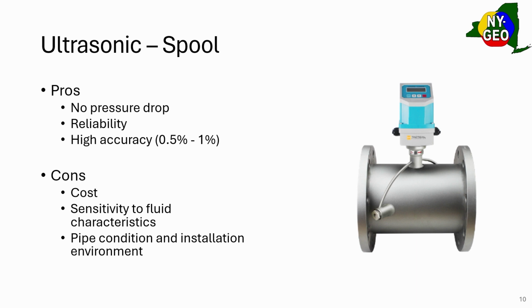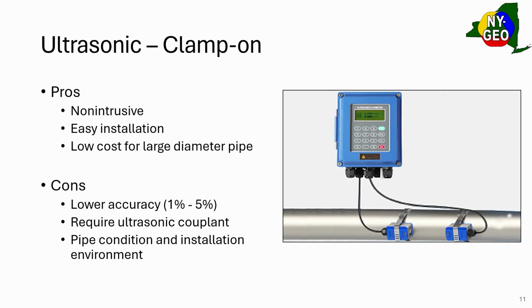But the downside is, and you'll see this trend with cost related to pipe size for in-pipe solutions, right? Because it scales with the pipe size. A 1/4 inch or 3/4 inch flow meter that's inline is obviously cheaper than a 4-inch. So that is something to consider. And it's obviously also sensitive to the fluid characteristics and pipe condition and installation environment.